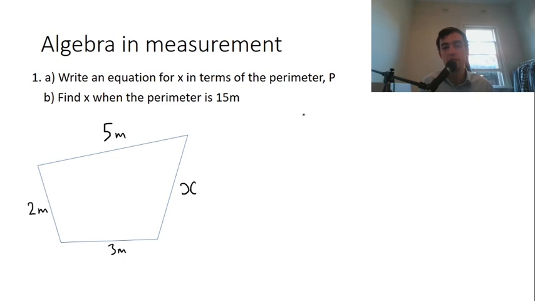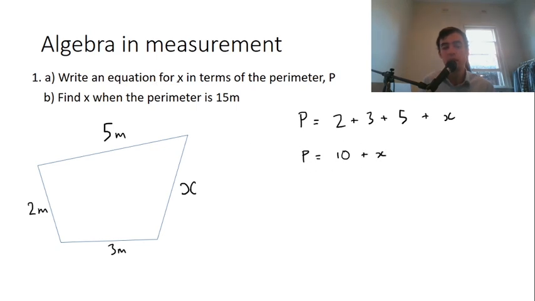And that suggests that we should perhaps write the perimeter equation, because that will involve x. So the perimeter of something is just the sum of all the sides. So in this case, it will be 2 plus 3 plus 5 plus x. And just simplifying that, we get, well, 2 plus 3 is 5, plus 5 is 10, plus x.